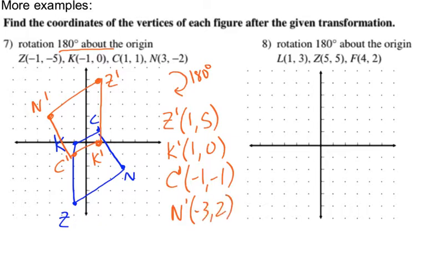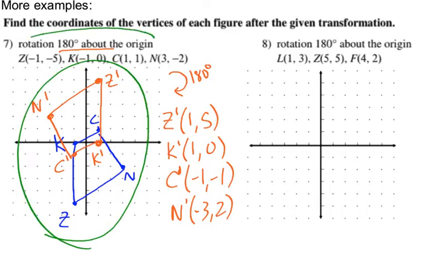Okay? Now remember, just like other ones, you need to be able to connect the picture. 3 things you need to connect: the picture with the verbal description and the coordinate rule, which in this case is xy becomes opposite x, opposite y. Okay, example 8. I'm going to go ahead and skip that one so the video doesn't get much longer.